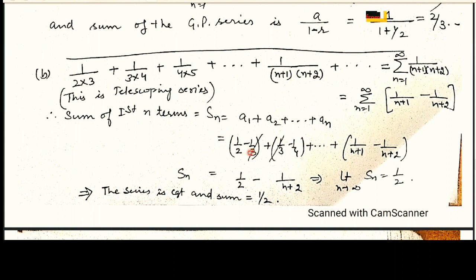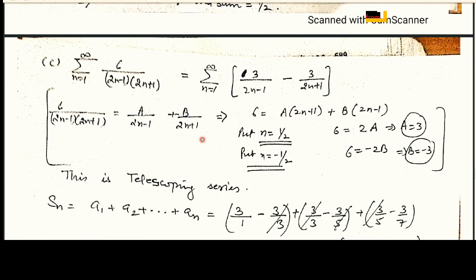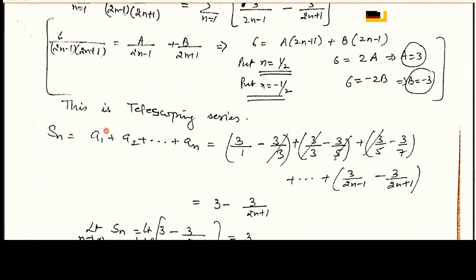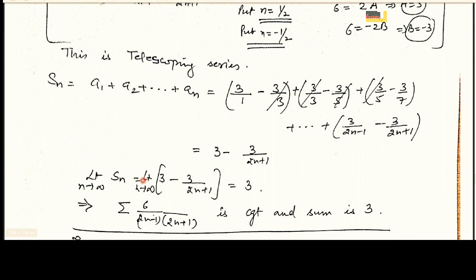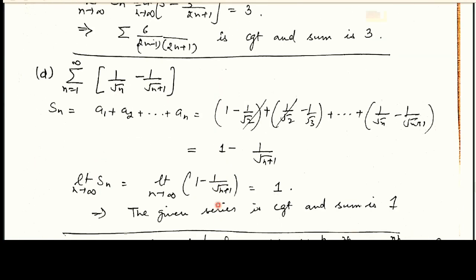So we can find the sum by using the GP series or by using the sequence of partial sums. In the same way, in the C part, you can make the partial fractions, then you can find Sn, and then you can find the limit of it. If it is finite and unique, you will say your series is convergent, and whatever the limit is, that will become the sum of the series. The same goes for the D part.